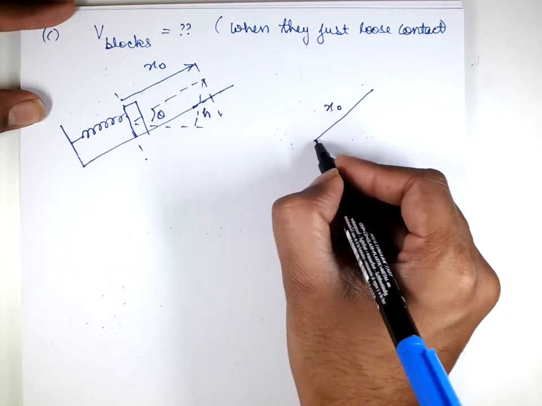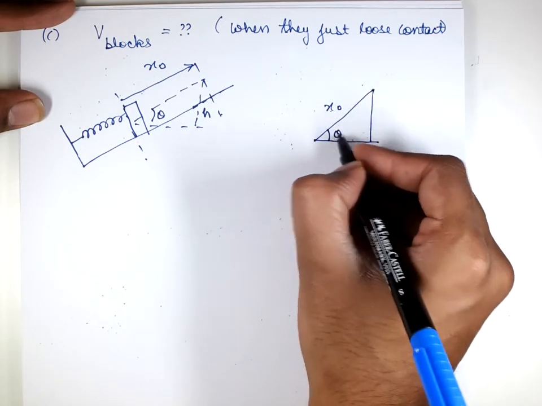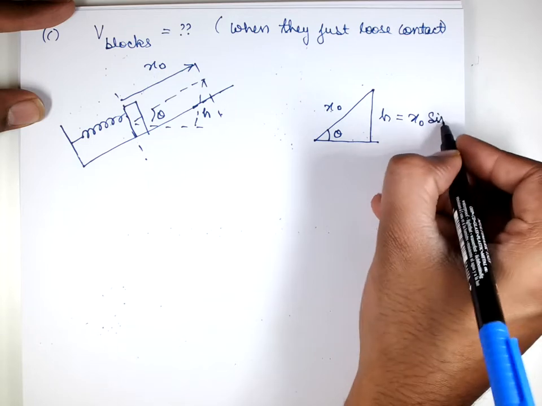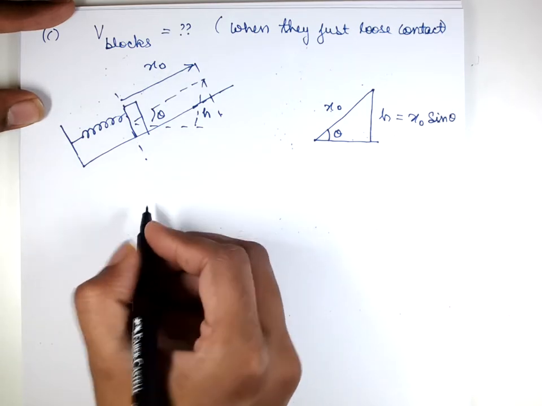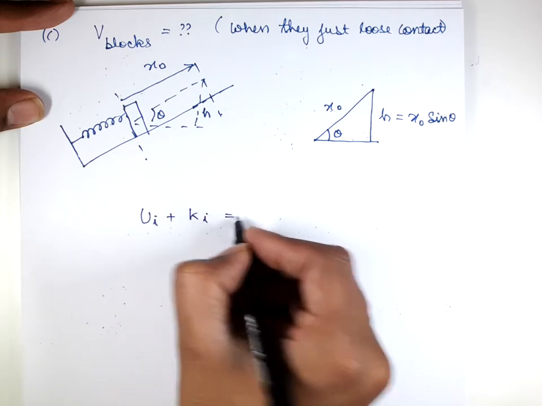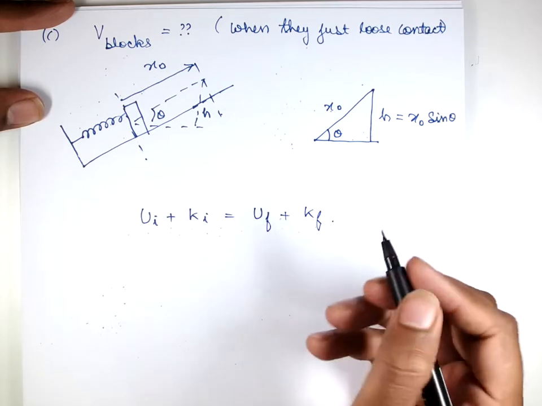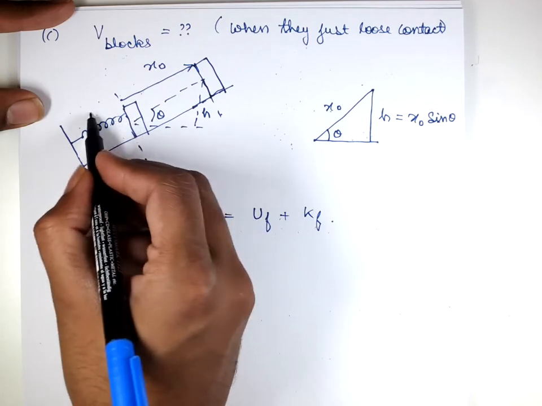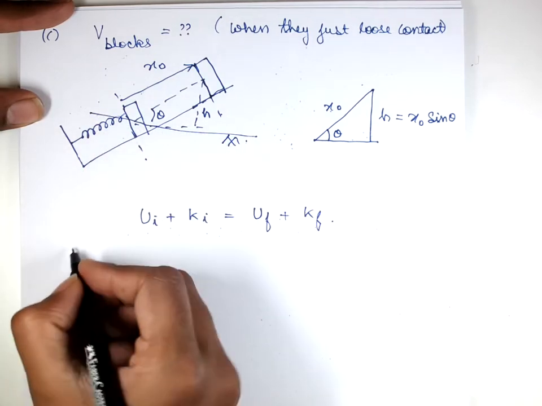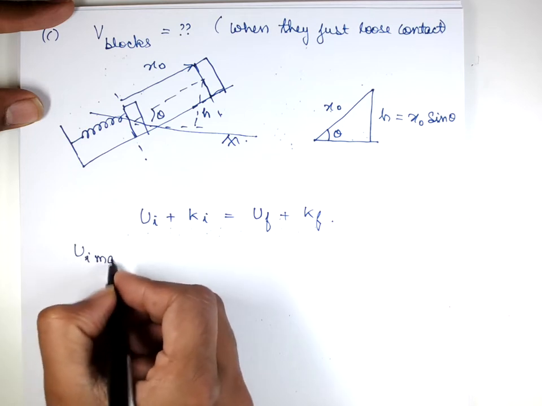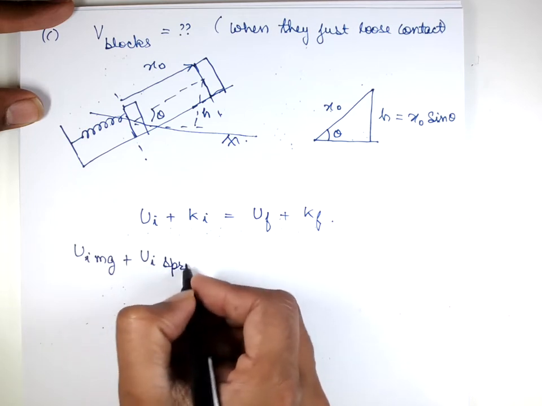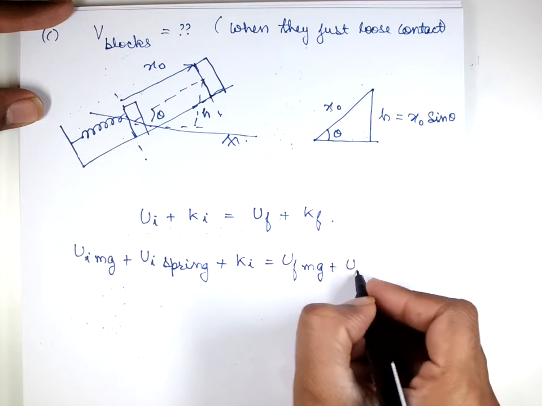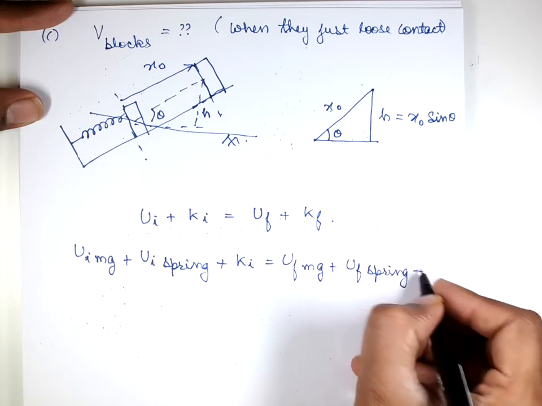Supposedly this is x naught which it rises, and this angle would be theta, since the angle of the inclined plane is theta. So the height up to which it rises is x naught sin theta. So if I conserve energy, U initial plus K initial can be stated as U final plus K final. Since gravitational potential energies are involved, I would have to take a reference, which is conveniently taken as the initial point itself. So U initial with mg plus U initial with spring plus K initial equals U final with mg plus U final with spring plus K final.